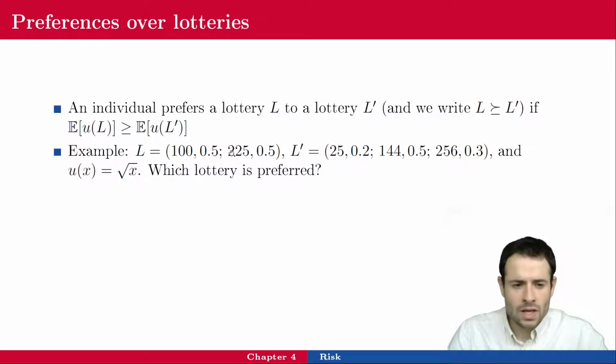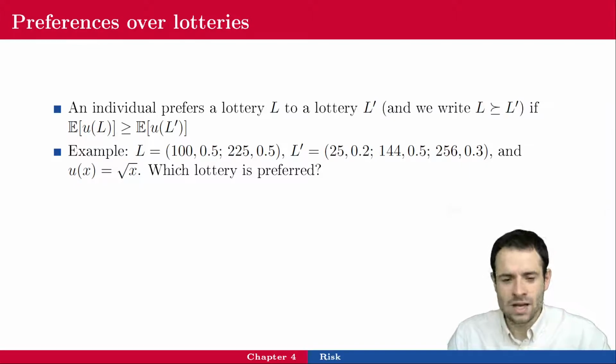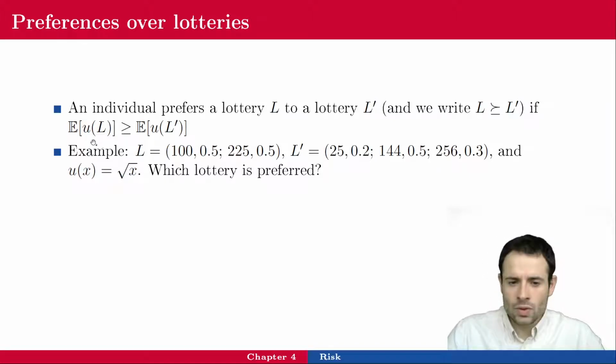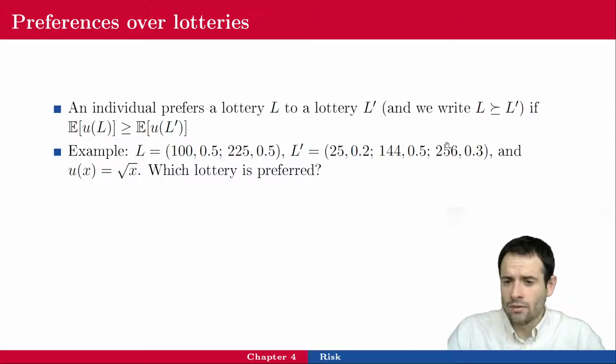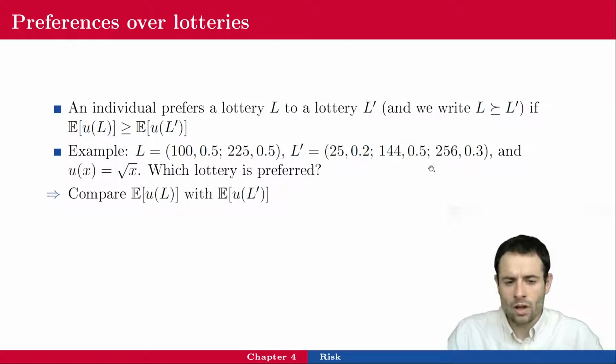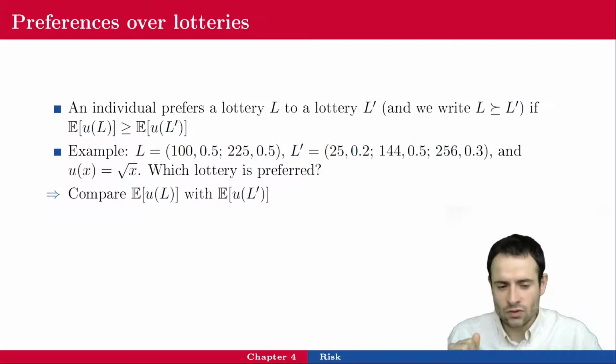Imagine the utility function is square root of x. That should look familiar. I'm pretty sure you've seen utility functions like that before. I have shown one like this in the public goods lecture and games application lecture. Which lottery is going to be preferred? On one hand, this one only has two outcomes, which are fairly good. This lottery has more outcomes, 3 instead of 2. One of them is pretty low, but 2 of them are pretty high. So it's not obvious which lottery is going to be preferred. Well, compare the expected utility of each lottery and see which one is bigger.